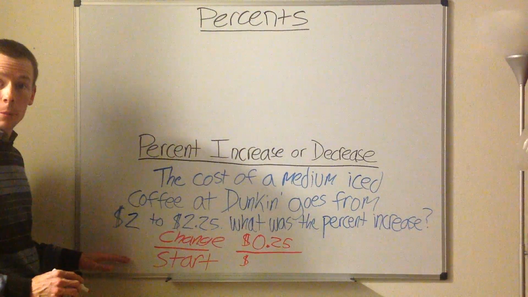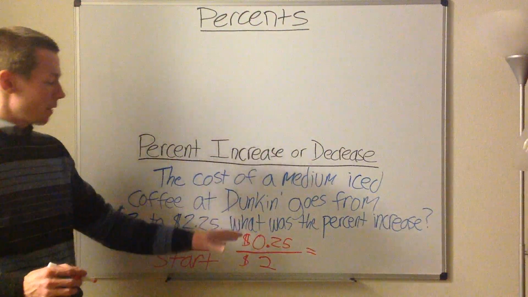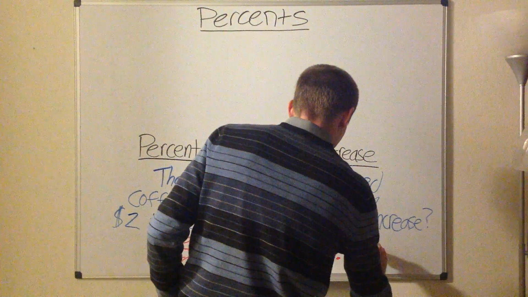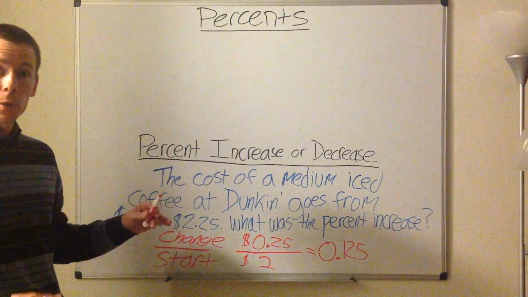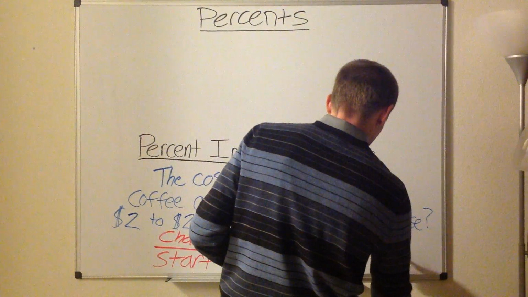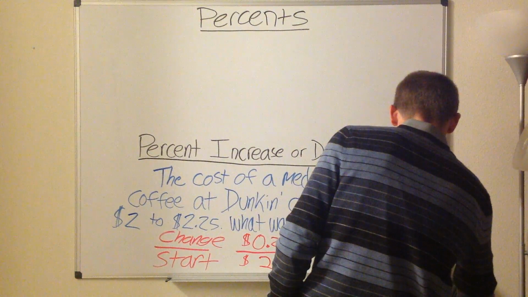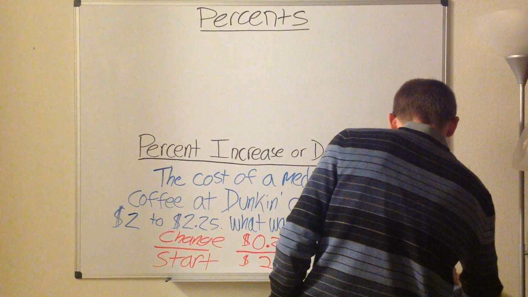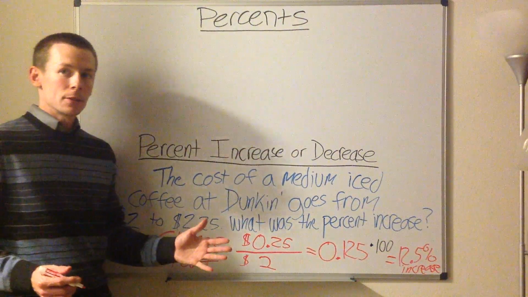And what was the initial starting price? $2. So if we divide that, we're going to get 0.125, but that's in decimal form, so we want to convert it to a percent, so we have to multiply by 100. And we end up getting a 12.5% increase.